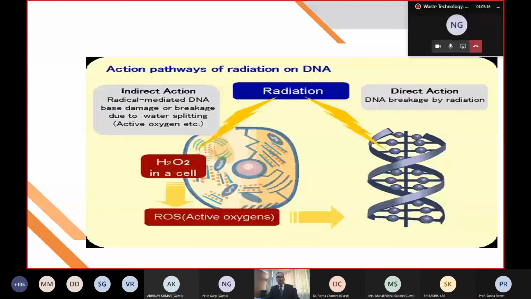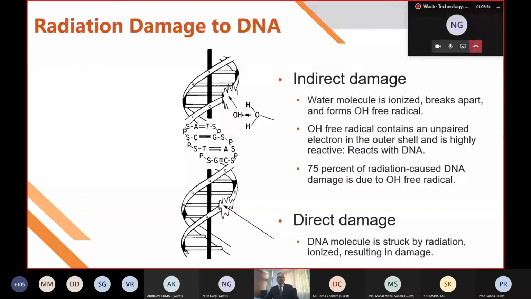It may create reactive oxygens. Radiation may damage the DNA directly, or it may be because of the reactive oxygen species, ROS. So it may be direct damage or indirect damage. In both cases, it may be single-stranded or double-stranded. If the damage is double-stranded, repair is a little better. If single-stranded DNA is damaged, there is a chance that it may not be repaired appropriately.